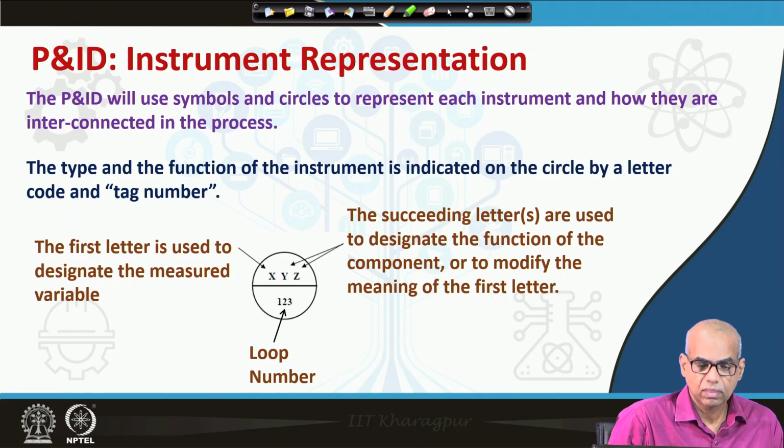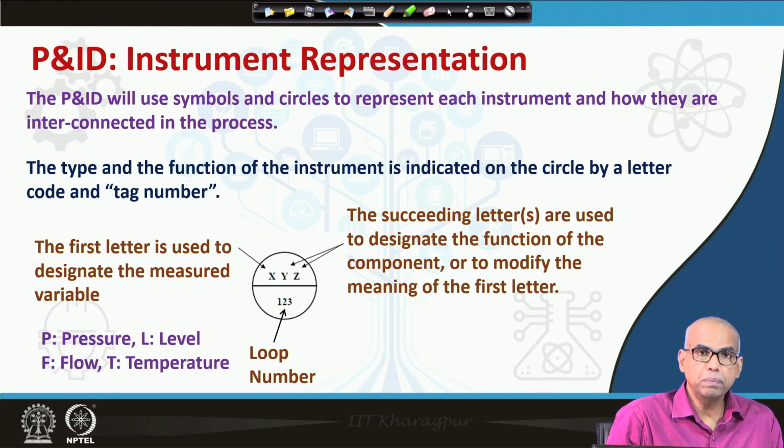Look at the circle, it has a horizontal line, and above that line we have written x, y, z, below the line 1, 2, 3. So, the first letter of XYZ is used to designate the measured variable. The succeeding letters, second and third letters, are used to designate the function of the component or to modify the meaning of the first letter. For example, if X is P, this means that this instrument measures pressure. If the first letter is L, it means this instrument measures level. Similarly, flow, temperature, etc.